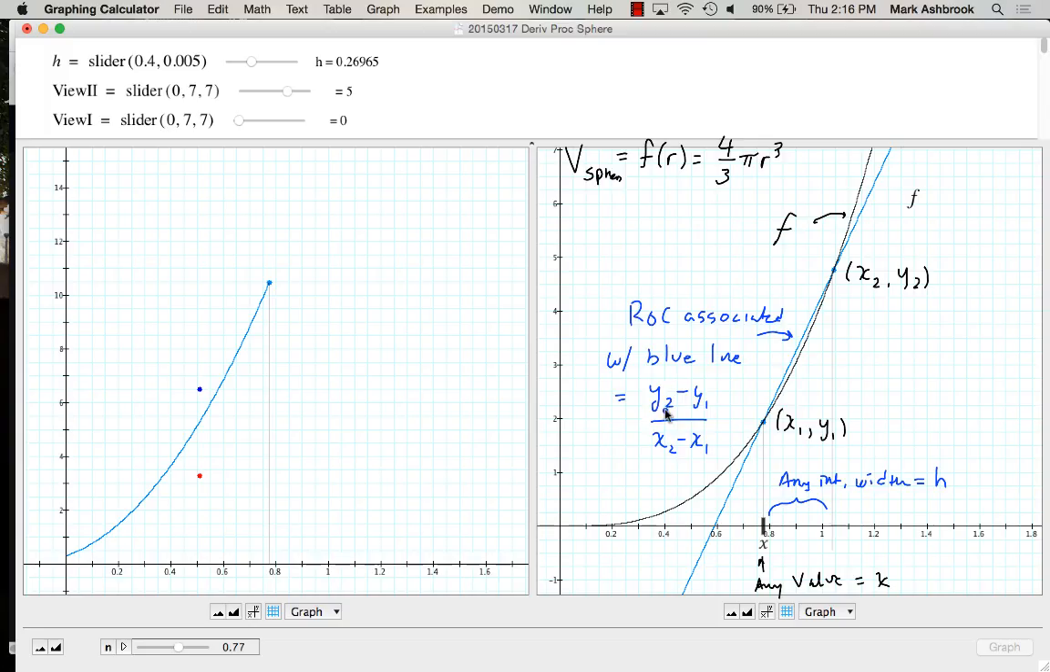All right, let's start. So you said y1 is? The y-coordinate of that first point is f of x, right? And what's the y-coordinate of the second point, y2? Right, because it's going to be x plus h over here. It's going to be the y-coordinate, or the volume, for a radius of x plus h. That corresponding volume is f of x plus h. So there's our change in y. And then all over the change in x, which is h.